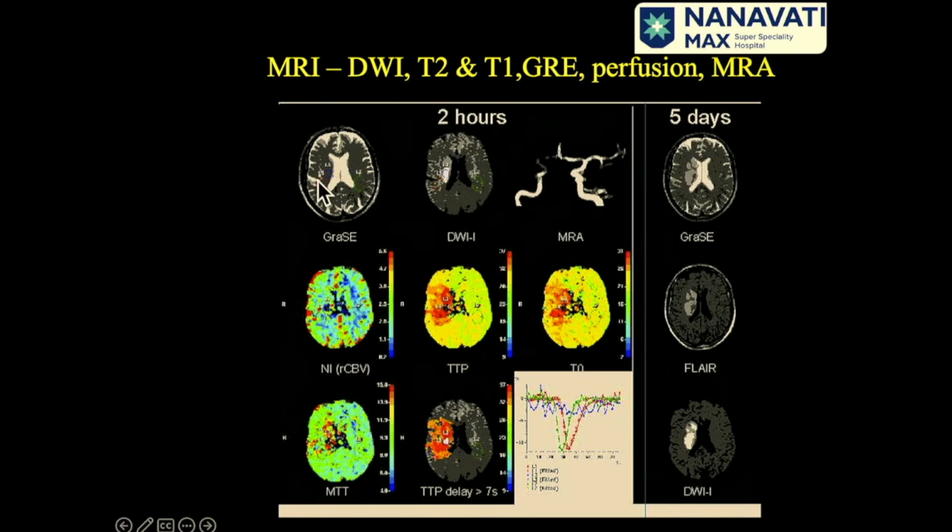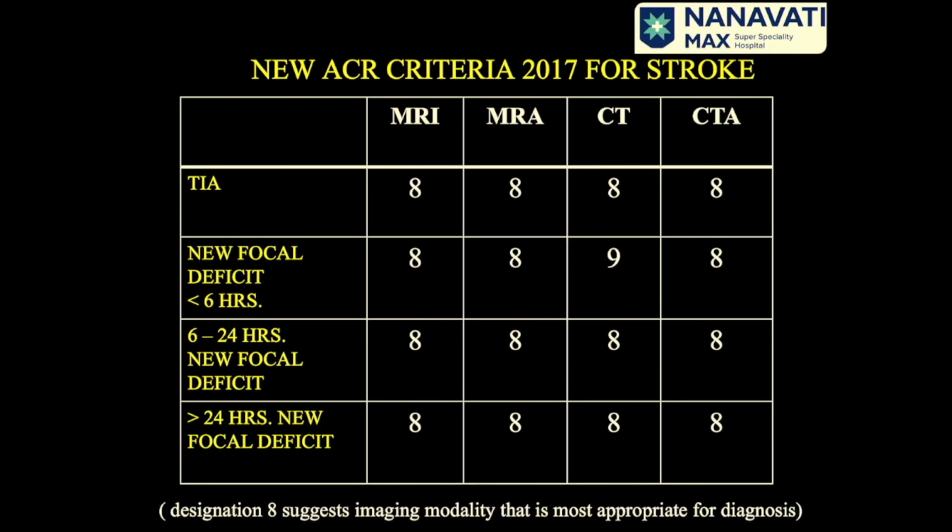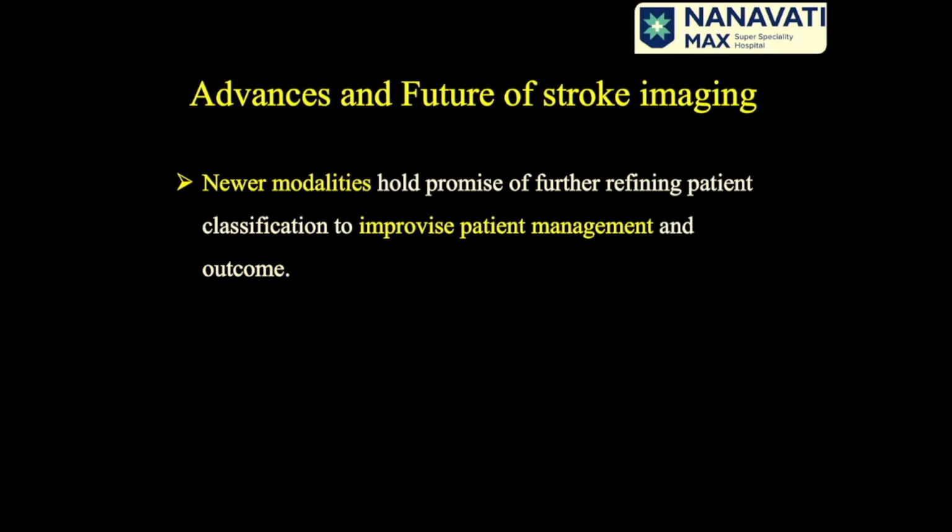They say do a 3 or 4 minute MRI, then give bridge therapy, give half the dose of thrombolysis, complete the MR and come back and do thrombectomy, etc., depending on what is available and what is possible. But if we look at ACR guidelines, it still says that CT angio is probably better than MR for looking at hyperacute strokes. There are several new modalities which are coming up on MR which hold a strong promise to refine further this subset of patients and improve patient management and outcome.